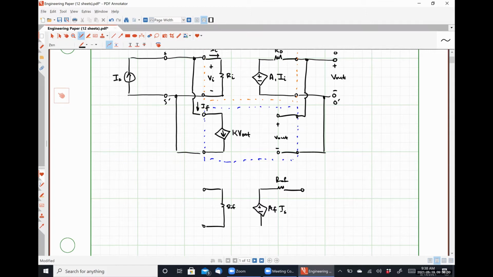Here's ROF, here are our terminals. And this is where our input signal IS is applied. And this is where our output voltage Vout is measured. So to go from our general case to our equivalent circuit, we would then need to figure out what RIF is, what AF is, and what ROF is.